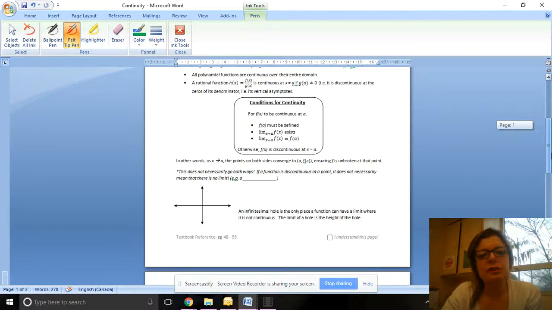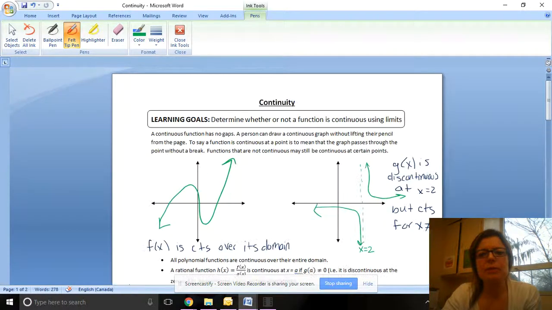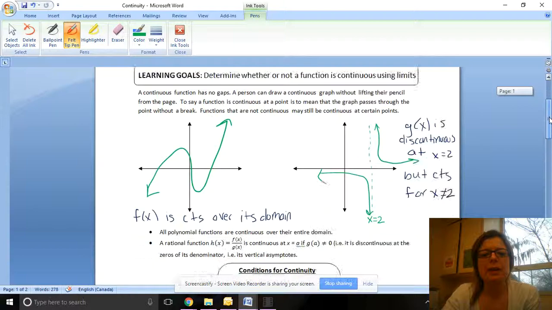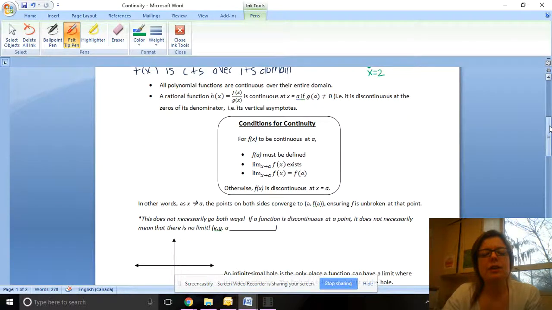But a rational function, f of x over g of x, is continuous at x equals a, provided that g of a does not equal 0. So in other words, a rational function is continuous except at the vertical asymptotes.